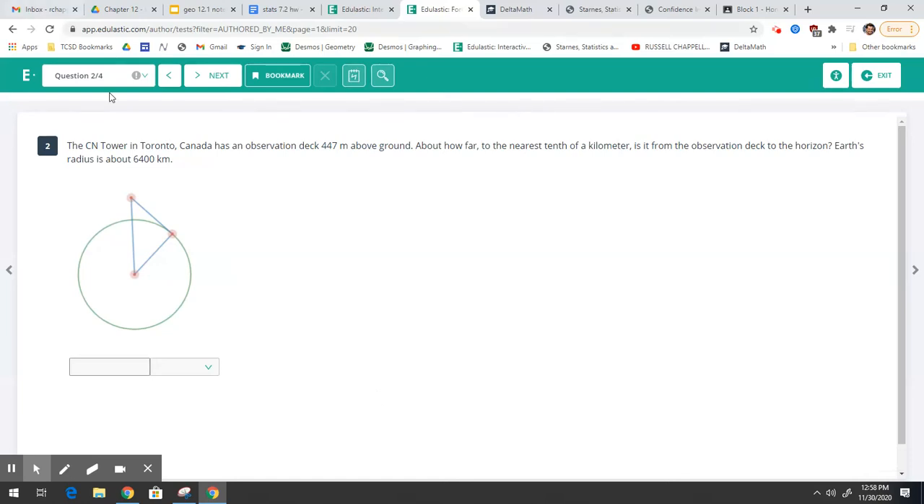Okay, this is our next problem, and I coined this problem the horizon problem. You'll see why. So it says the CN Tower in Toronto, Canada has an observation deck 447 meters above ground.